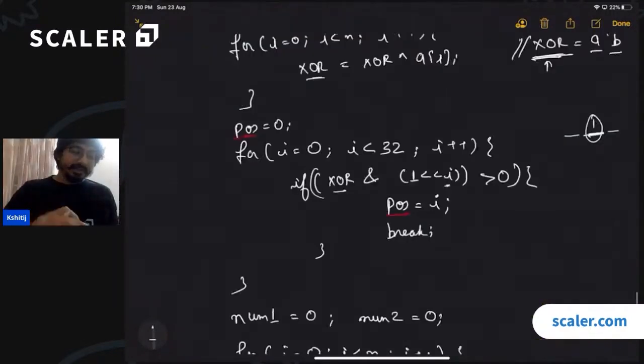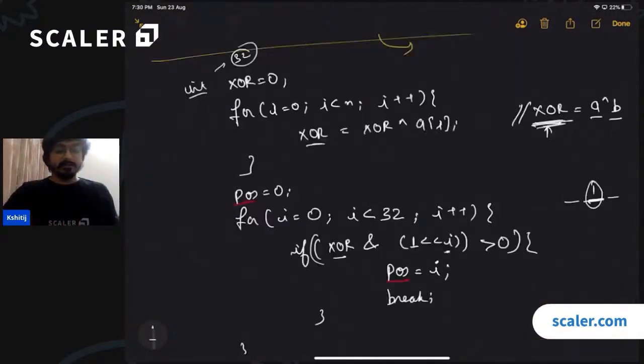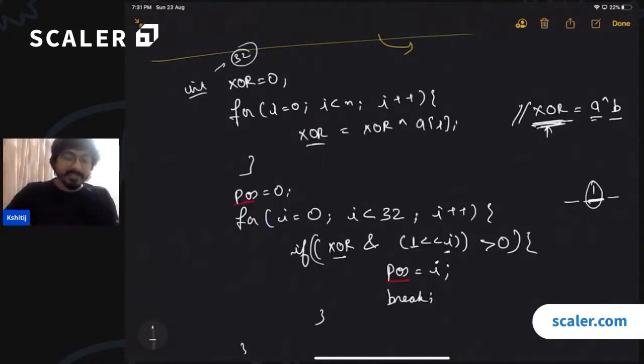Once we get the XOR of the two numbers that are appearing an odd number of times, this XOR gives us the information about at which bit position the two numbers are different. At this position where the XOR has a 1, one of the numbers will definitely have a 0 and the other number will definitely have a 1. They cannot have the same value, right?